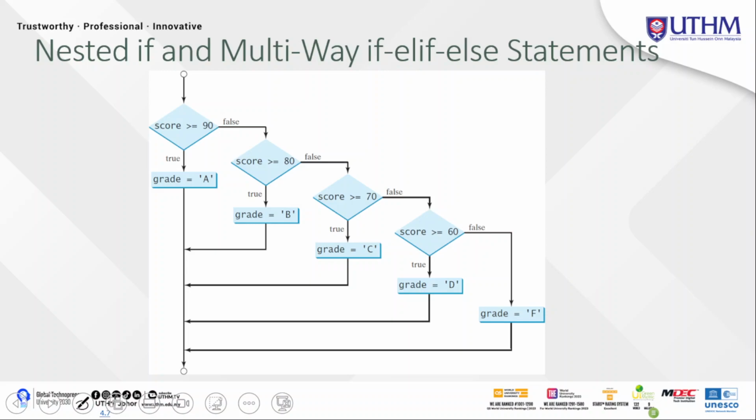When you say that score is greater than 90 is true, then it will get grade A. If false, then it will go for another condition, checking whether the condition is true or false. If that condition is false, then it will go for another condition. If that condition is false again, go for another condition. So if all conditions are false, then it will go for the final output.